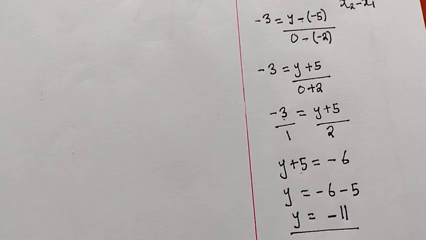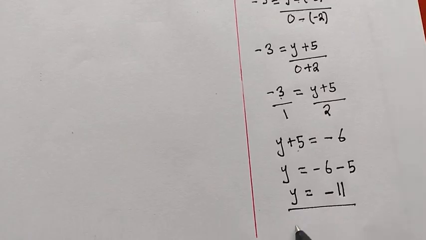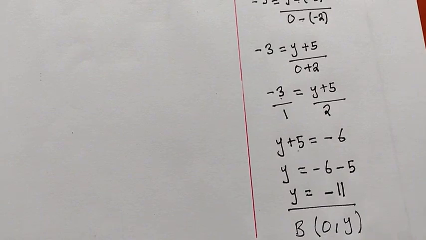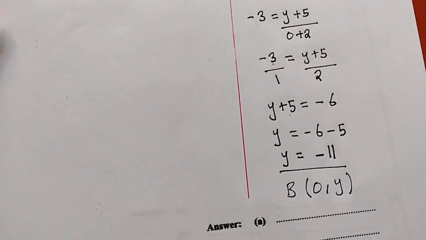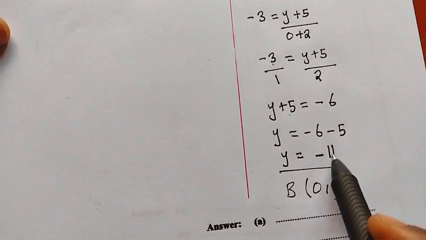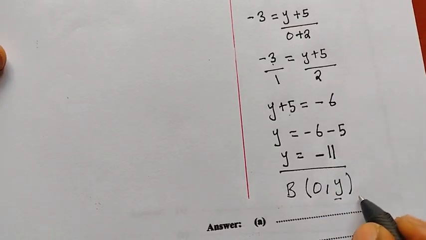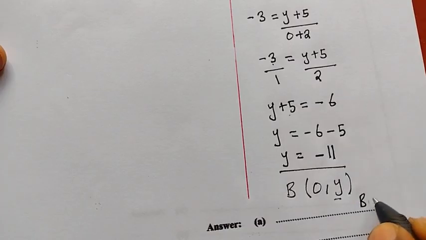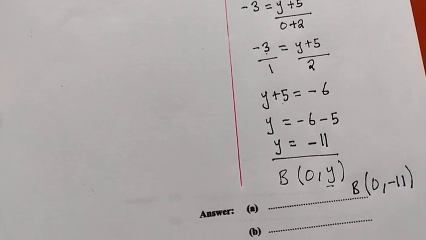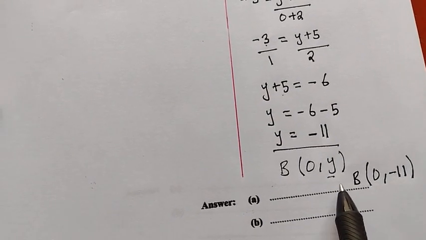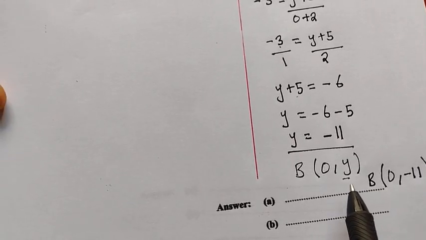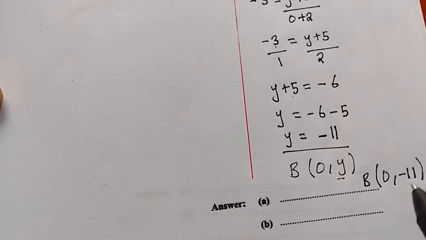Okay, so remember, they want you to find the coordinates of B. So the coordinates of B, if you remember, they were 0, y. So just replace. Where there is y here, you're going to put negative 11. So your final answer will be the coordinates of B, they are going to be 0, negative 11, like this. So this is our answer right here. I hope it's clear. So that is how you can find the coordinates of B, which will be 0, negative what?